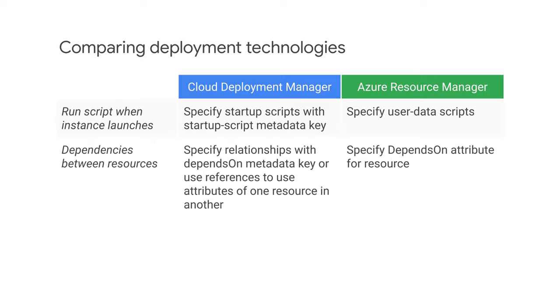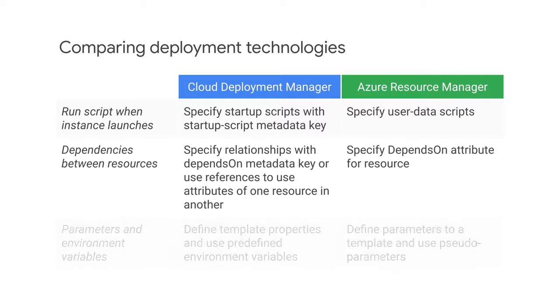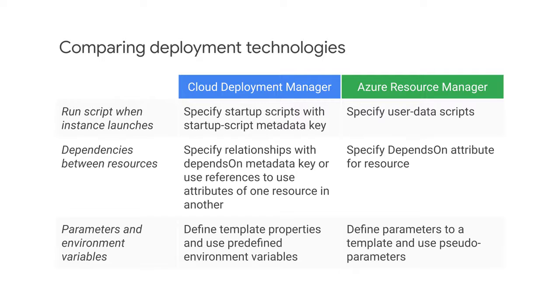In both Azure Resource Manager and Deployment Manager, you can specify that a resource depends on the creation of one or more other resources. In Azure Resource Manager templates, you can use predefined pseudoparameters such as Azure location, or define your own parameters to make your template flexible. In Deployment Manager, template properties can be passed in as parameters to templates. Environment variables are the equivalent to pseudoparameters.